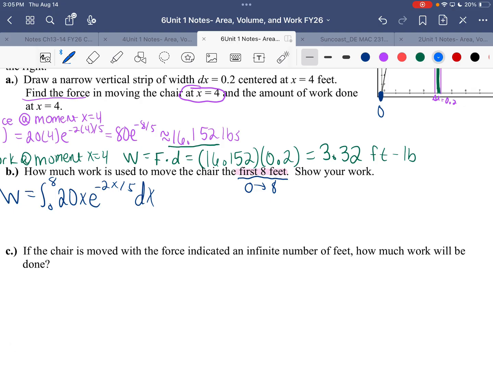So if we integrated this by hand, we would have to know unit 2. To integrate by hand would require integration by parts.